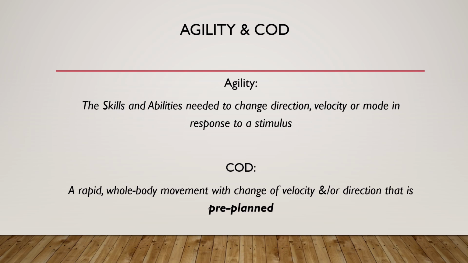So every agility movement also always contains some change of direction. However, for it to be truly agility, we need to be responding to some form of external stimulus. That could be a player, for example, or responding to a ball movement, something along those lines, but effectively we're responding to that external stimulus. Whereas a change of direction is just a pre-planned movement.